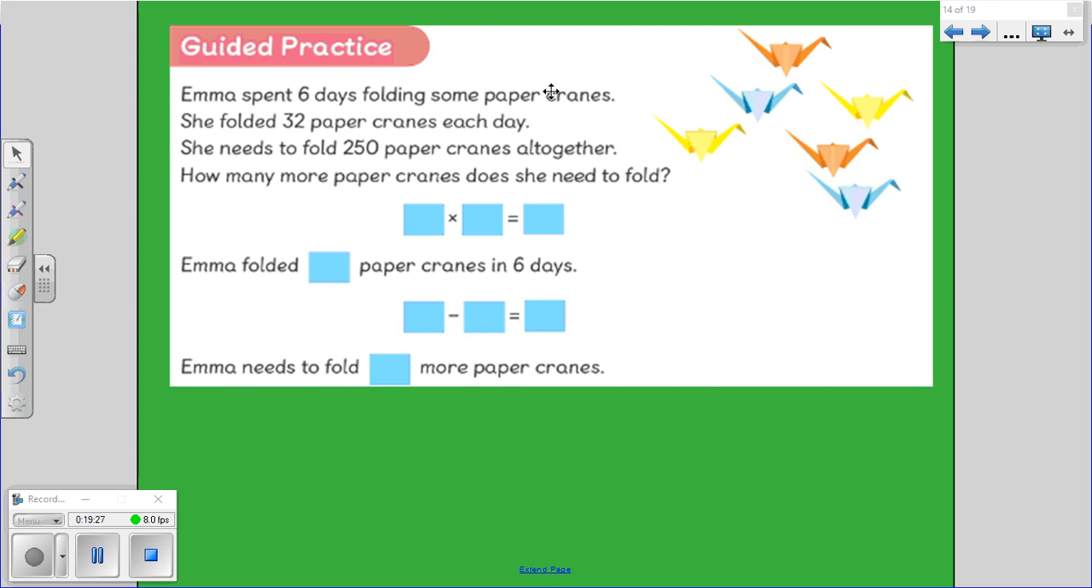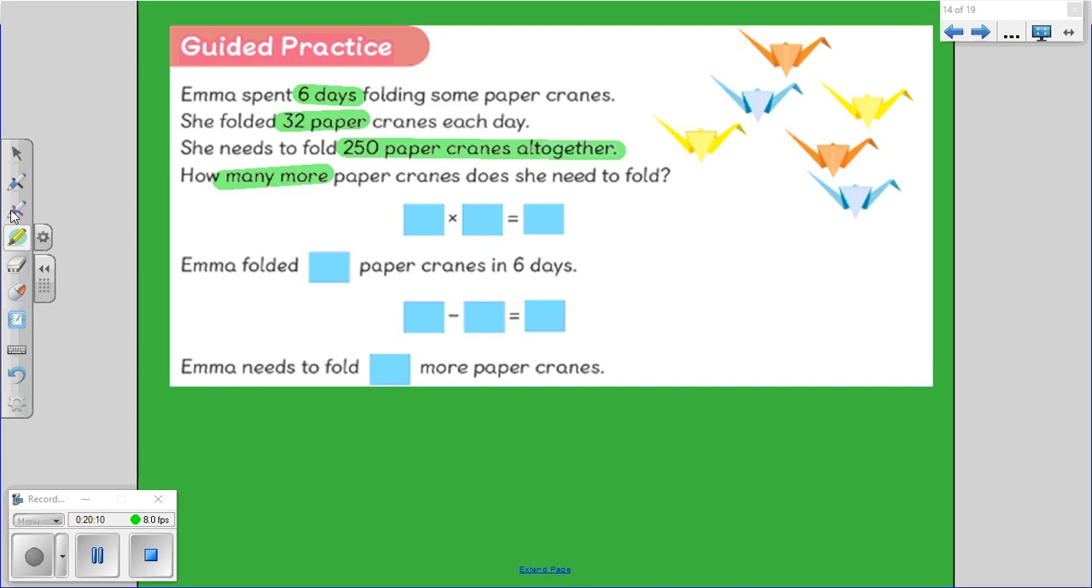So there's lots of information here, and there's going to be 2 steps to this problem. So let's highlight the information first. Emma spent 6 days, so that's important information, folding some paper cranes. She folded 32 paper cranes each day. She needs to fold 250 paper cranes altogether. So that's the total we already know. How many more? That tells us we're going to need to do a second step here.